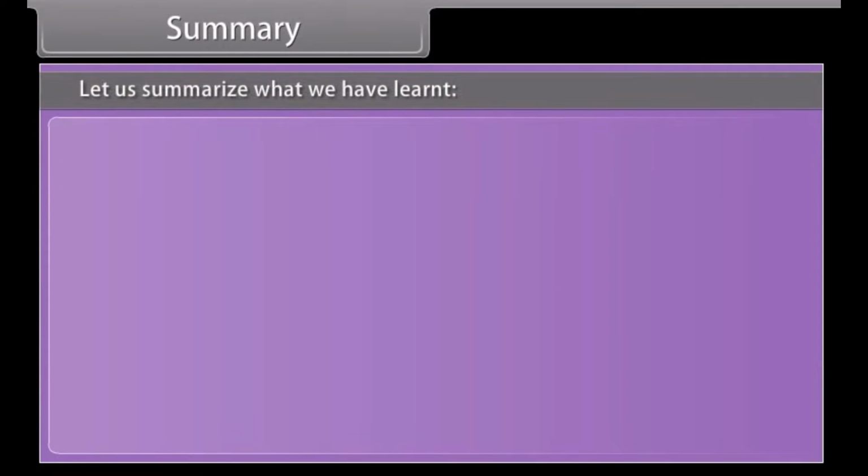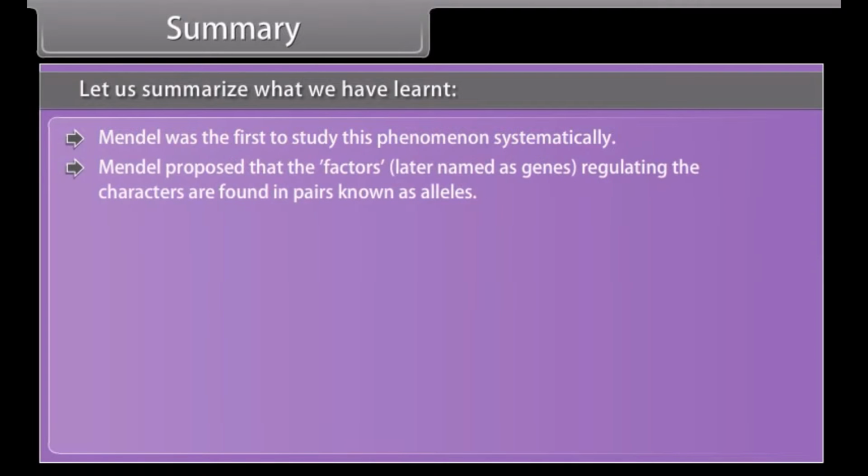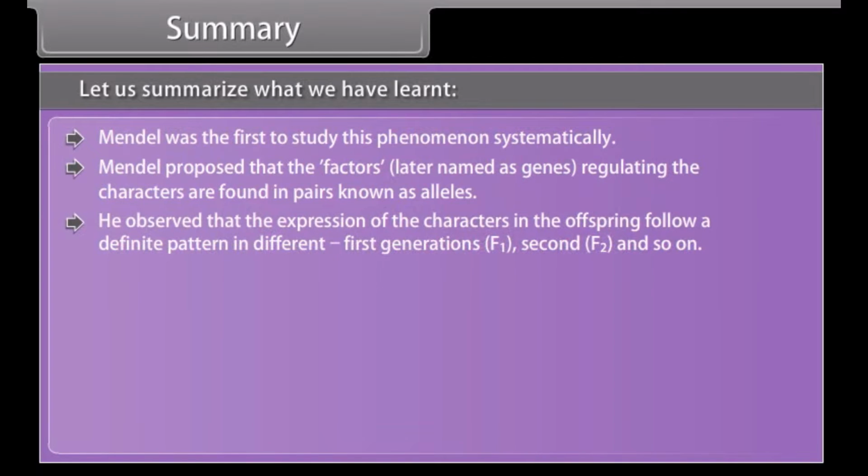Summary. Let us summarize what we have learned. Mendel was the first to study this phenomenon systematically. Mendel proposed that the factors later named as genes regulating the characters are found in pairs known as alleles. He observed that the expression of the characters in the offspring follow a definite pattern in different generations, first, F1, second, F2, and so on.